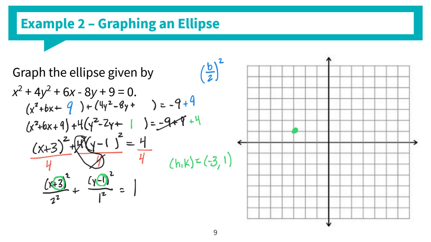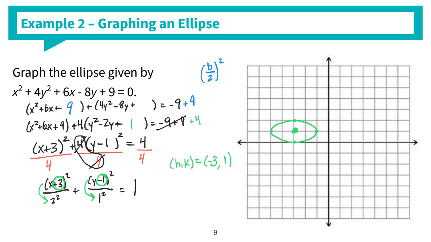Next, I need to find the 2 points horizontally and then vertically. So here in the x direction, so left and right, I'm going to move 2 units from the center. So 2 units to the left and 2 units to the right. And then in my y direction, I'm going to move 1 unit up and 1 unit down. And this one's a tiny ellipse. So there we go. That is the graph of our ellipse.